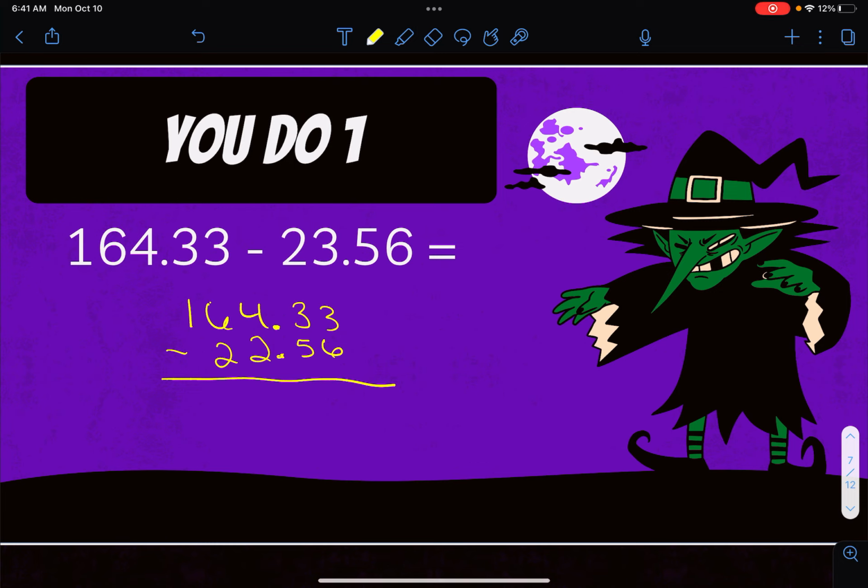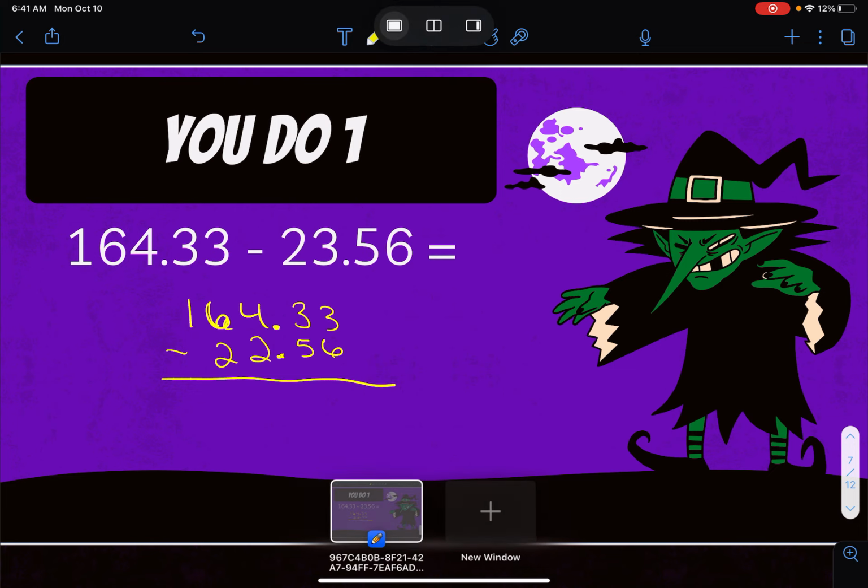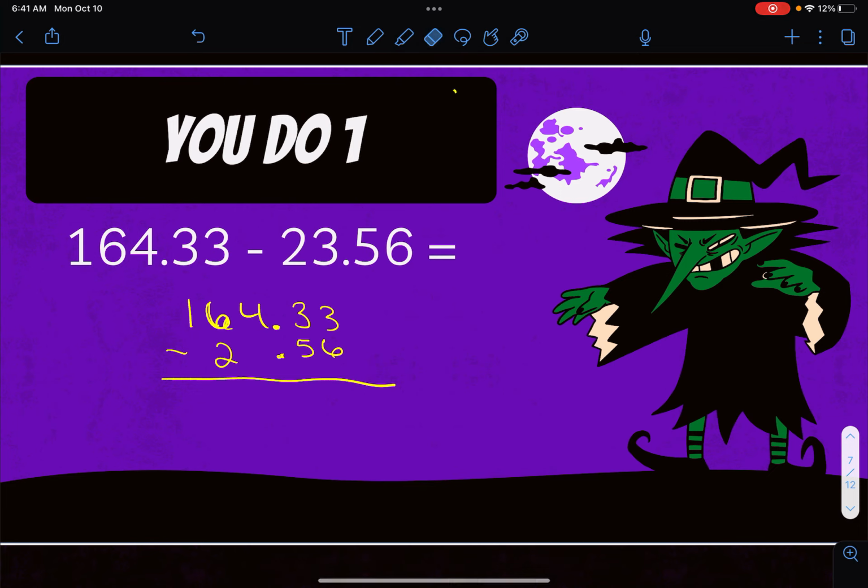Go ahead and solve. You should have already solved that. If you didn't set it up like this, make sure you set it up like this and solve, because if you didn't set it up like this, chances are you don't have the right answer.